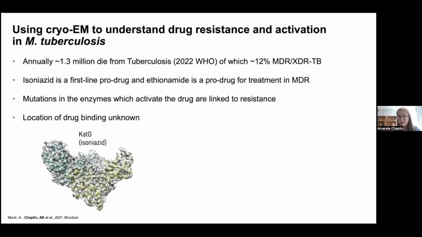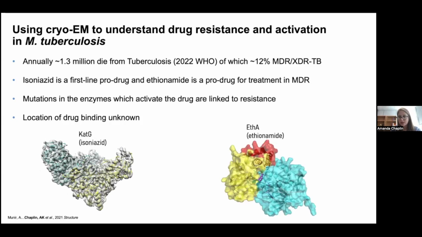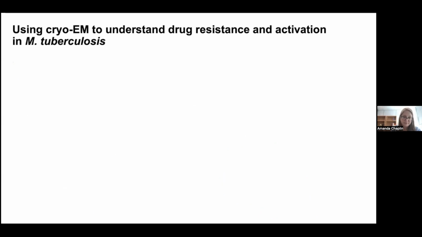So KatG is a catalase peroxidase. It contains a heme cofactor, and this is what activates isoniazid. So this is the protein of KatG here. And this is actually one of our experimentally determined structures that we solved a few years ago. And for ethionamide, this is the AlphaFold structure, because until very recently there was no experimental structure. This enzyme is supposed to activate ethionamide.